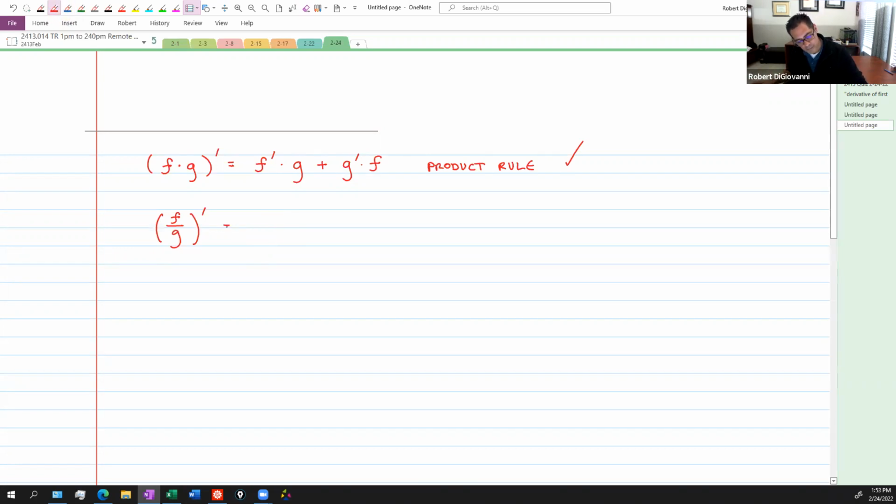Here it is. It's the derivative of f times g minus the derivative of g times f. Look familiar? That's the product rule, right? But with a minus in between instead of a plus, right? One more thing. You have to take the whole thing and divide it by g squared.